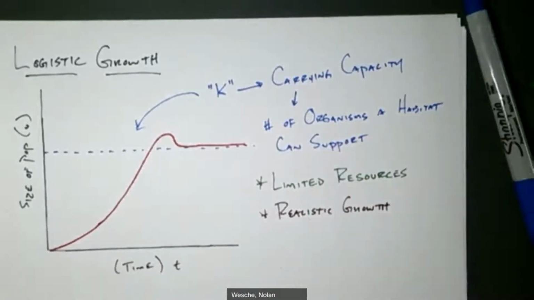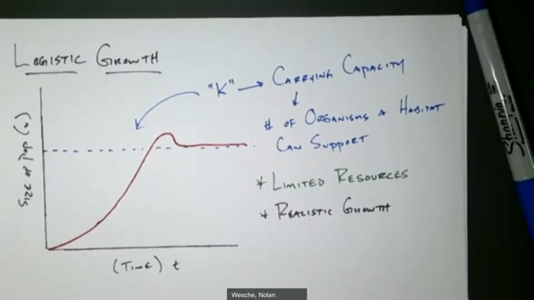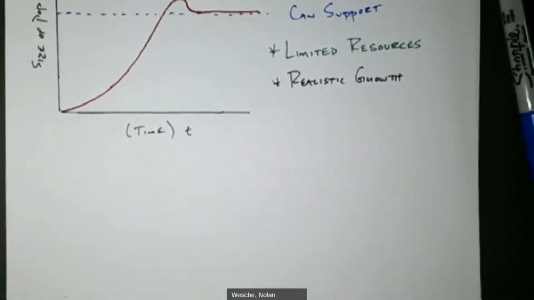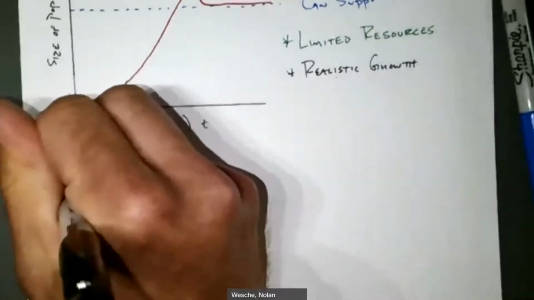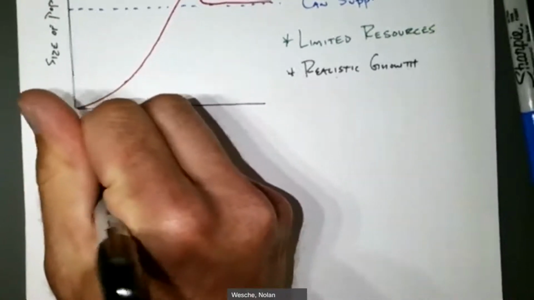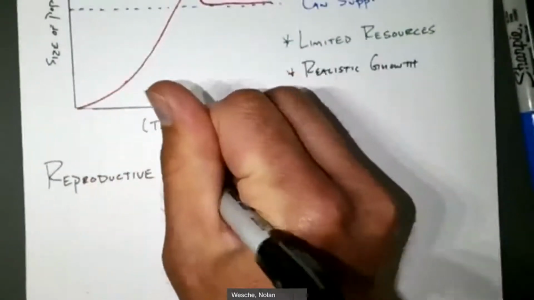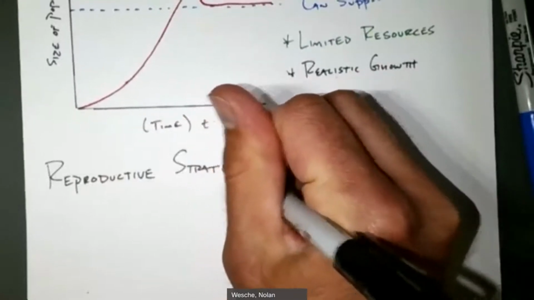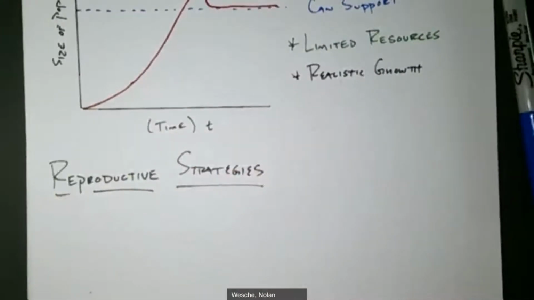And there's a whole equation for this as well, but we're not really going to need to focus in on that. What we do want to look at are some things we call reproductive strategies. Reproductive strategies.